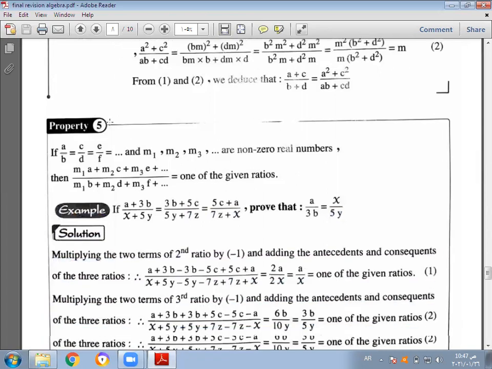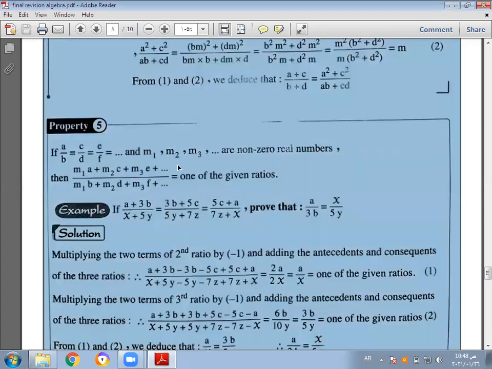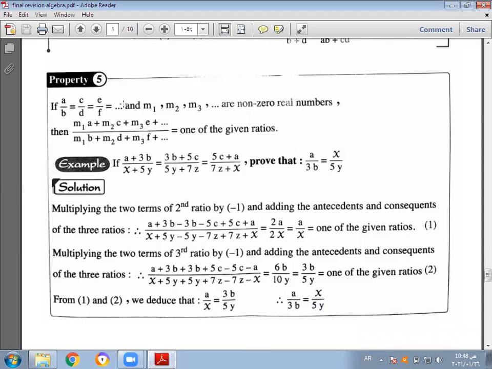Property number 5. A over B equals C over D equals E over F. If A over B equals C over D equals E over F, and so on, and m1, m2, m3 are non-zero real numbers, then (m1A plus m2C plus m3E) over (m1B plus m2D plus m3F) and so on is equal to one of the given ratios.